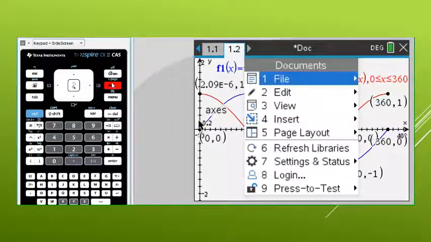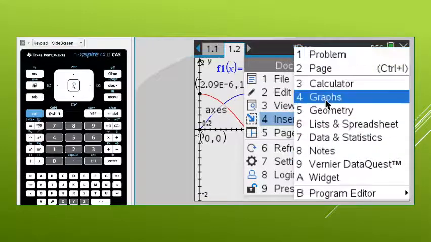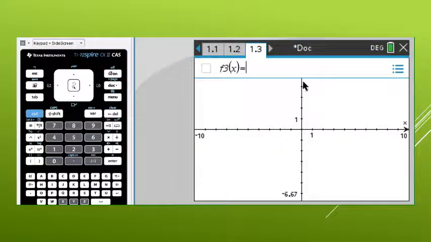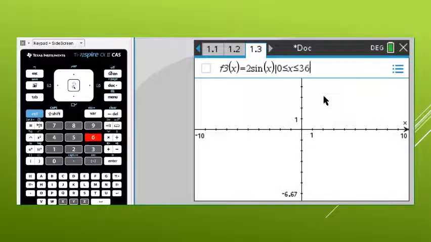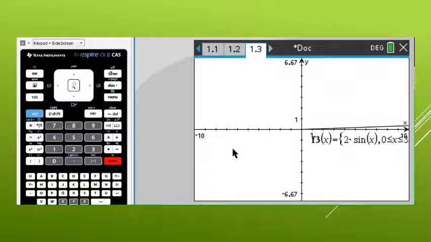I'm going to go Document and Insert a New Graphs page. When you do a new graph, the settings are all changed. Don't worry too much about that. So the two examples we did, one was 2 sine of theta. So we're going to make it x, and we are going to say only from 0 to 360. So 0, Control, less than or equal to x, Control equals, less than or equal to 360. Press enter.